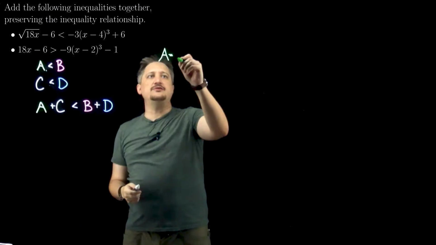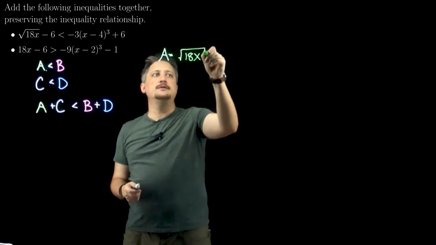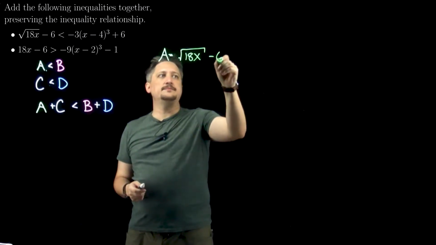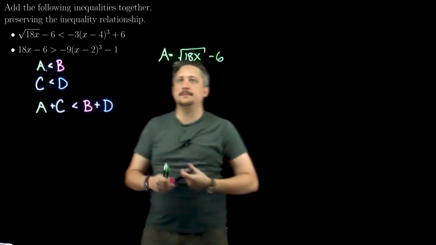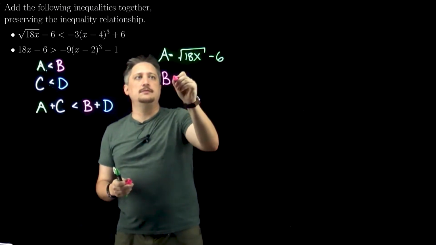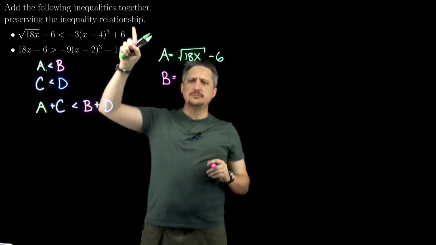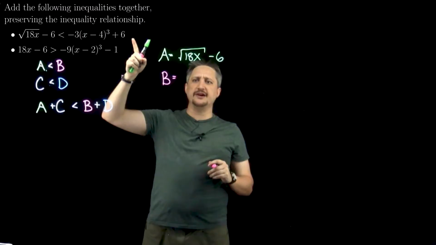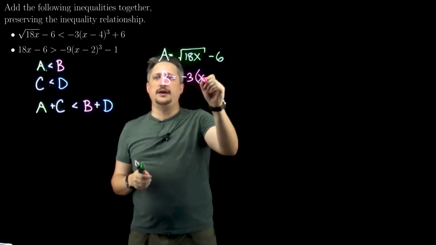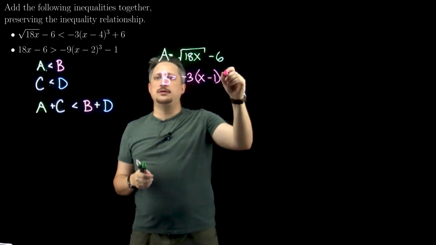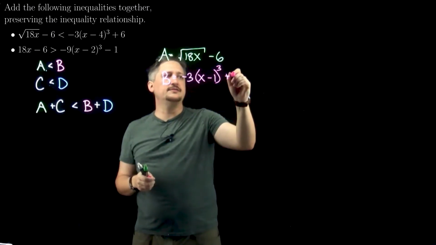So A is square root of 18x minus 6. Okay. B, this needs to be on the greater than side. So I'm going to pick the top one. The greater than side is on this right-hand side. So I'm going to make it minus 3x minus 1 cubed, sorry, cubed plus 6.